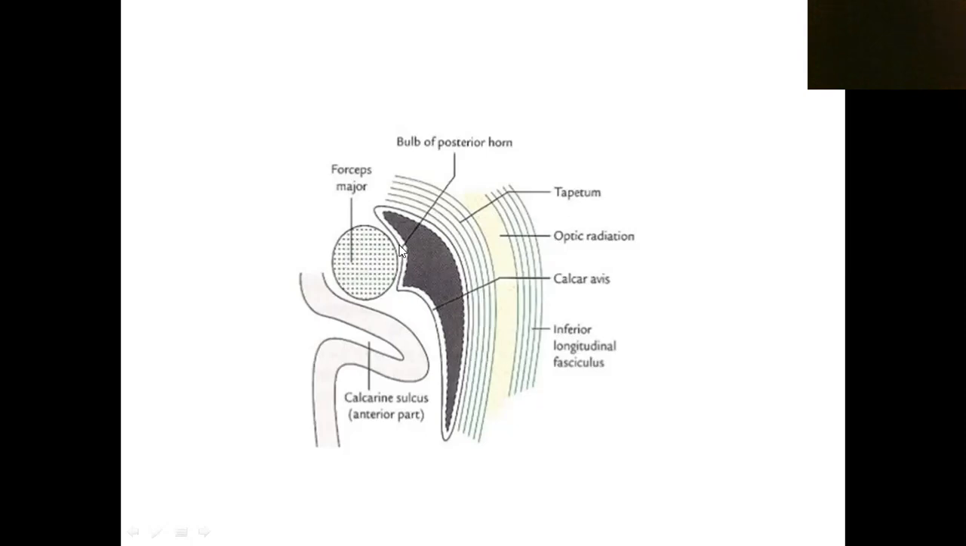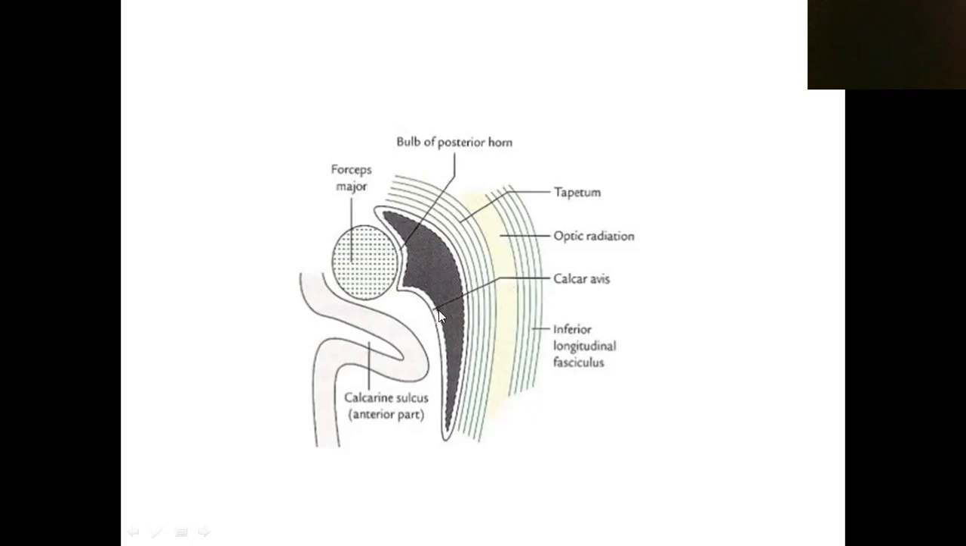Then the floor is formed by these two bulgings. This bulging is formed by the fibers of the forceps major, known as the bulb of the posterior horn. I told you what the forceps major is, along with the corpus callosum. These fibers of the corpus callosum produce a bulging here known as the bulb of the posterior horn, and another bulging. See this bulging. It is produced by the calcarine sulcus. It is known as calcar avis. So two bulgings.